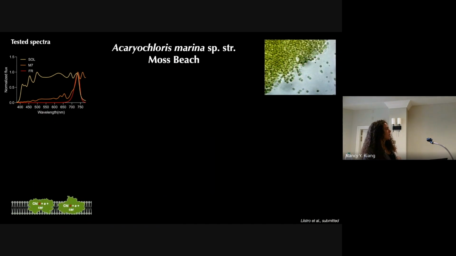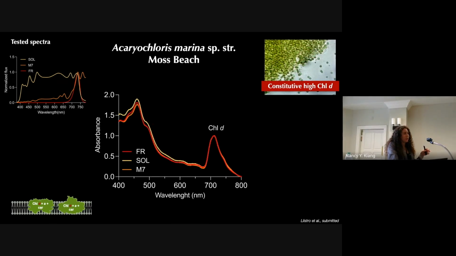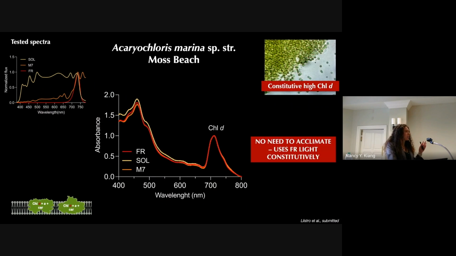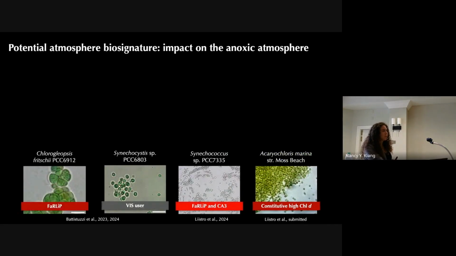And the last one that we tested is Acaryochloris marina, Moss Beach, which is one of those strains that has a high constitutive level of chlorophyll D in their photosystems. And so it constitutively harvests far red light. And you can see that in neither of the spectra that we tested, we see significant acclimation. This is, let's say, already suited for this kind of spectrum, and it constitutively harvests far red. So this strain gives us very different kind of acclimation responses. They do a lot of fun stuff.